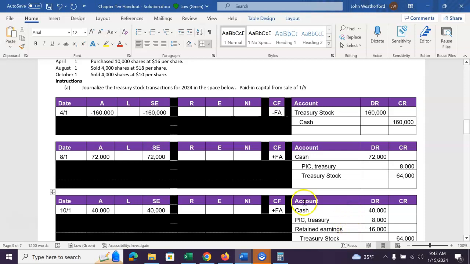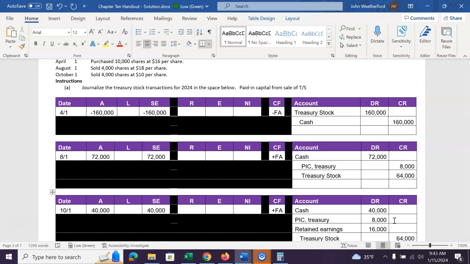Now this cash is coming in from a financing activity, selling shares of treasury stock back to the public, and assets through cash increased 40,000. And stockholders' equity increased by a net of 40,000. It increased by 64 and then decreased by 24. Nets to 40, right?